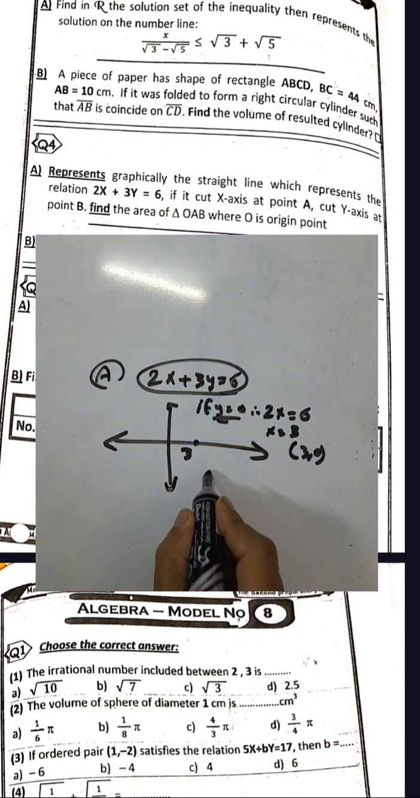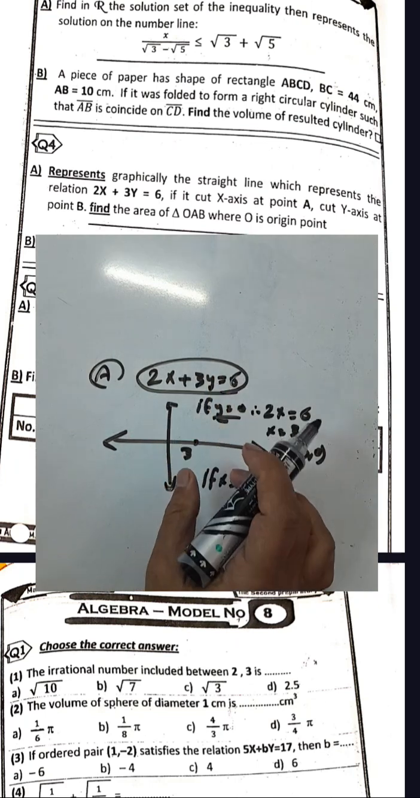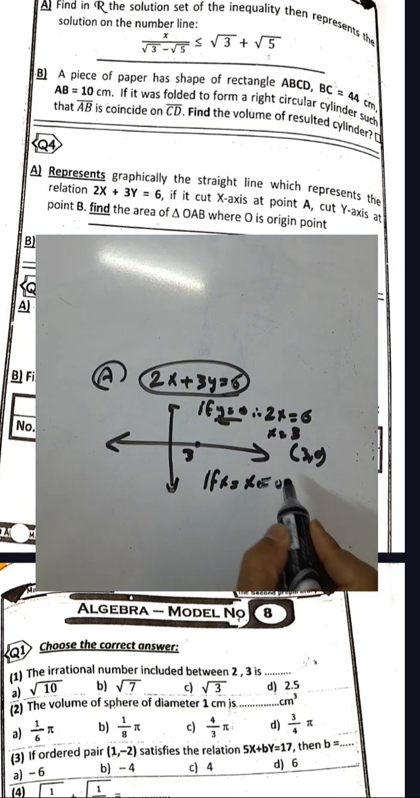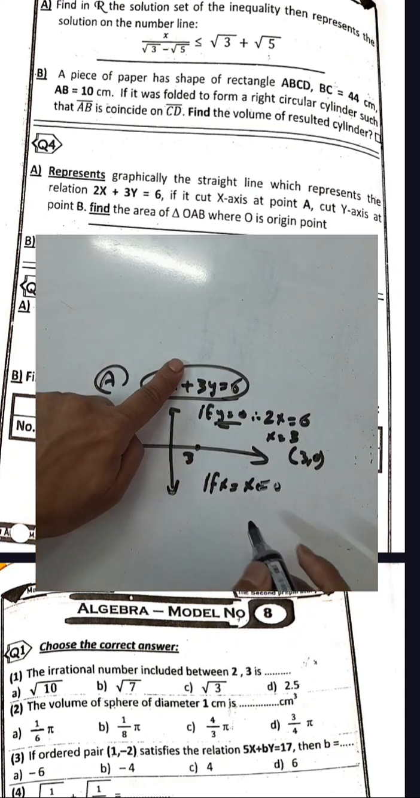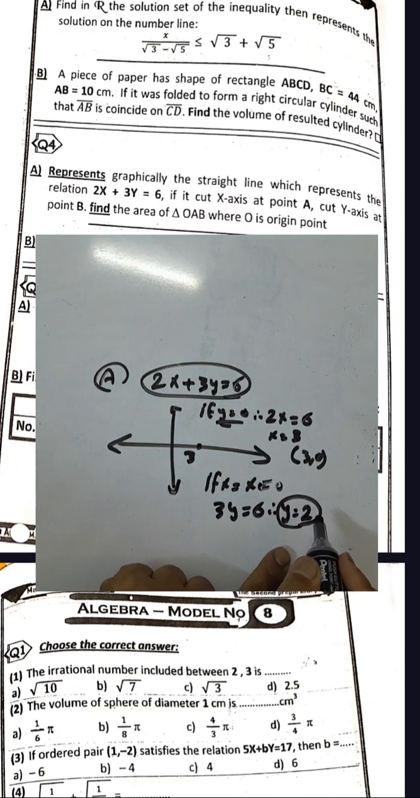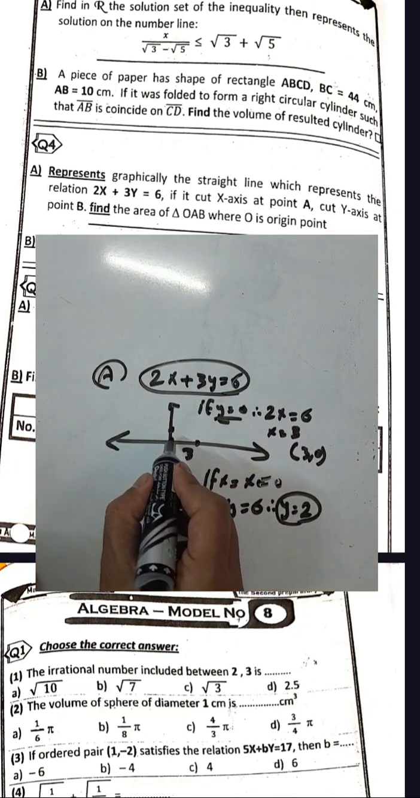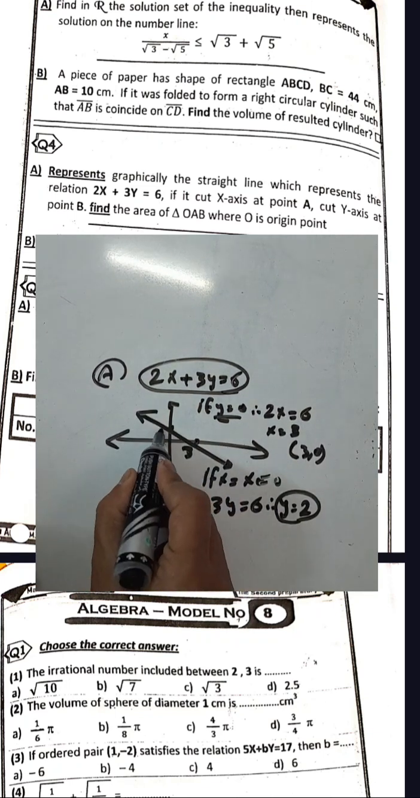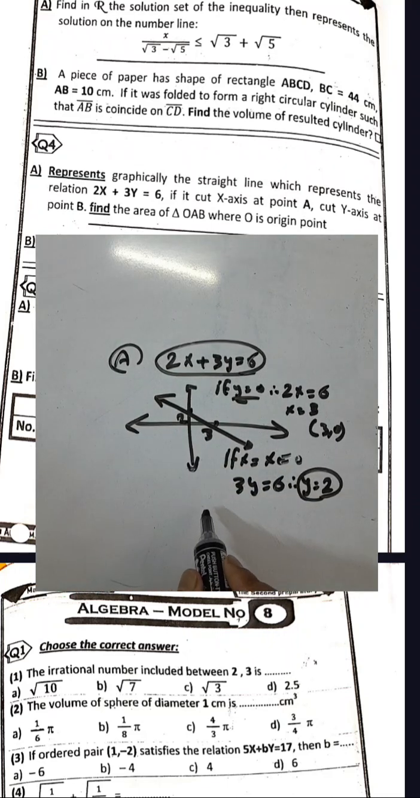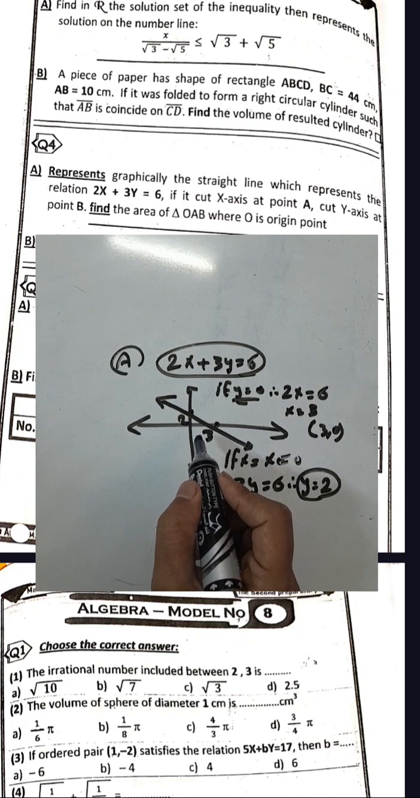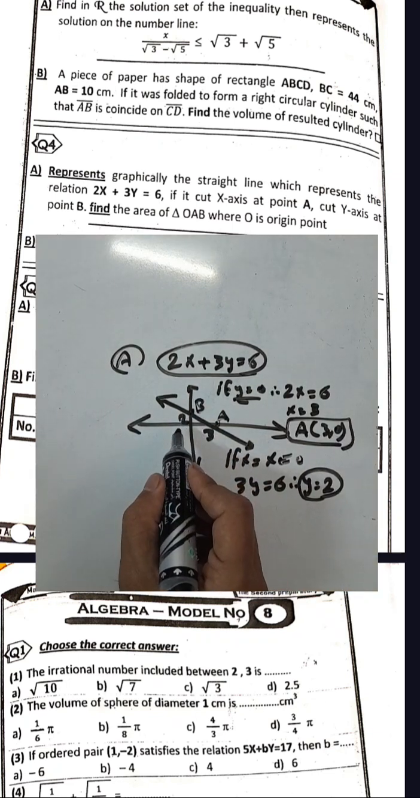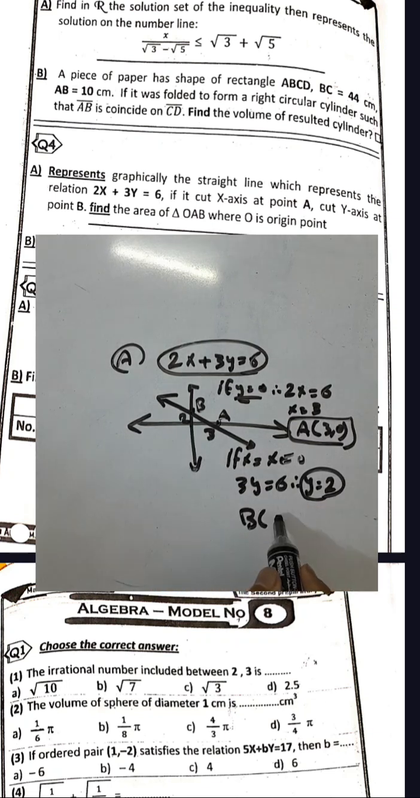And if this straight line cuts y y dash, then x will be equal 0. Then we must put x equal 0 in this equation. Then we can cancel this, and here we can write 3y equals 6. Then y equals 2. The value of y here equals 2. Then the straight line cuts two parts from y y dash. Then we can draw the straight line here. It cuts the x-axis at point A. Then point A will be (3, 0). And it cuts y y dash at point B. Then point B equals (0, 2).